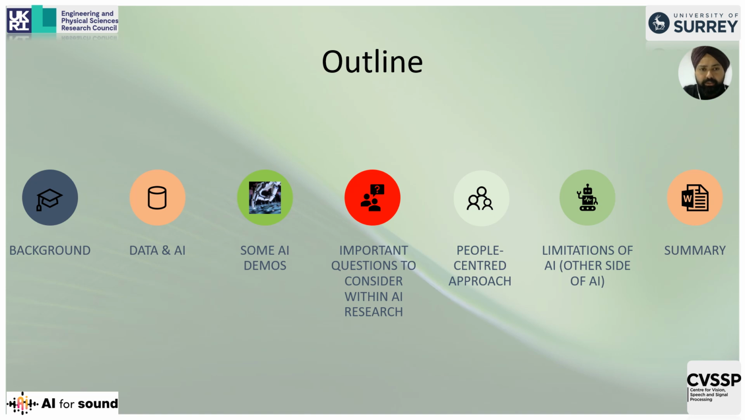So my presentation includes background on how I got exposed to data and AI. Then I will explain, for a layman or from a machine learning researcher perspective, what data and AI mean. We'll showcase some AI demonstrations that we developed at Surrey and in general. I will move to two important questions which need to be considered while doing AI research. That leads to the next discussion, which is on people-centric approach and limitation of AI. In the end, I will summarize my presentation.